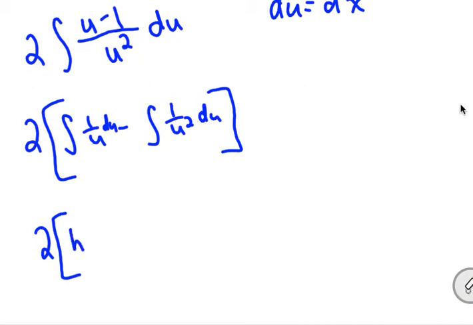Yep. Do I need a plus c there? Yeah, remember c is just representing the constant, so we don't need a plus c for this one and this one. We're just going to put plus c out there at the end. Minus, what is the integral of 1 over u squared?